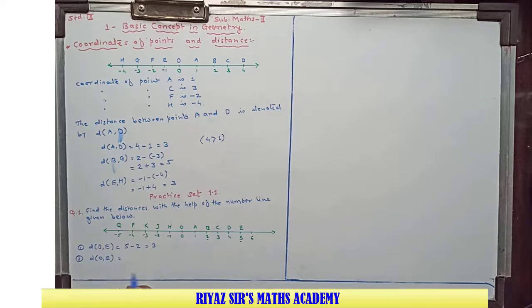Second one I took as distance OE. Now the coordinate of point O is 0 and the coordinate of E is again 5. So 5 is greater, so we subtract 0 from 5. So 5 minus 0 is equal to 5 only.